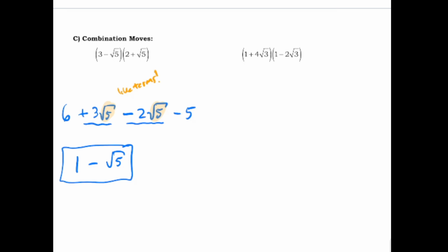Okay, we got 2 problems to go. This one and the one that we skipped on the first page. This is another FOIL type thing, and actually I'd invite you to pause the video and try this one yourself.